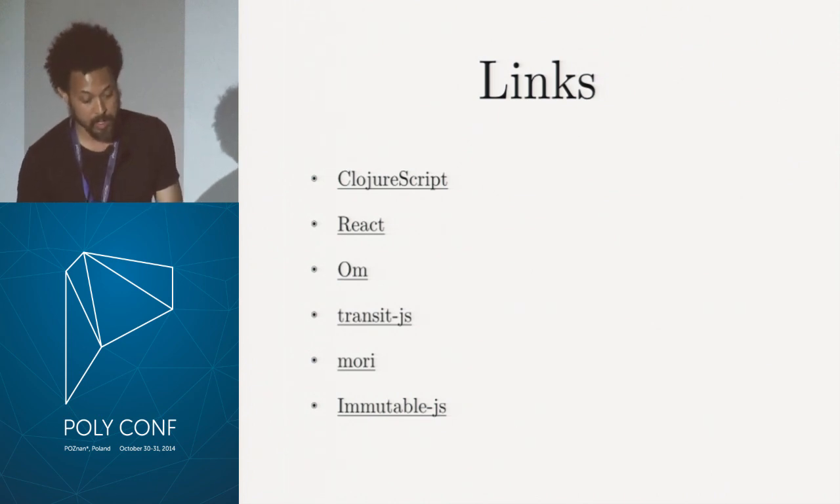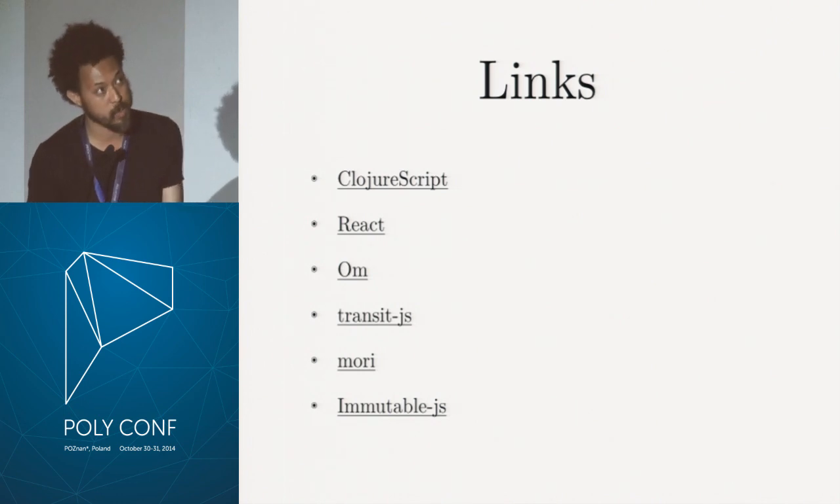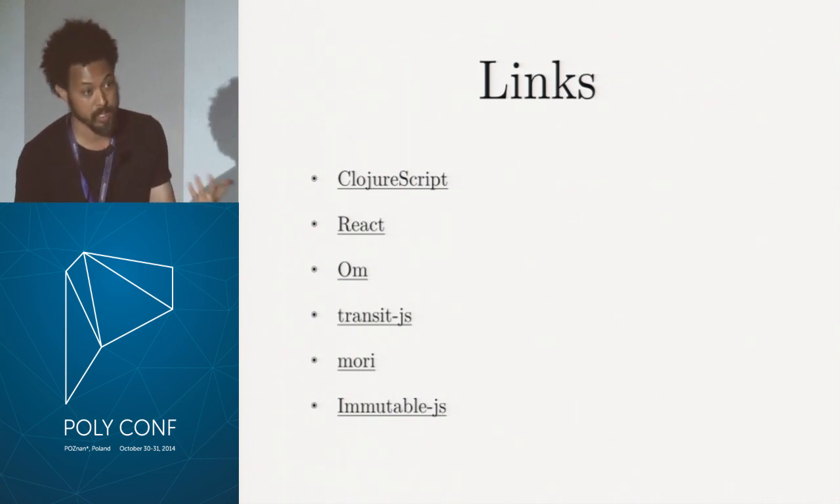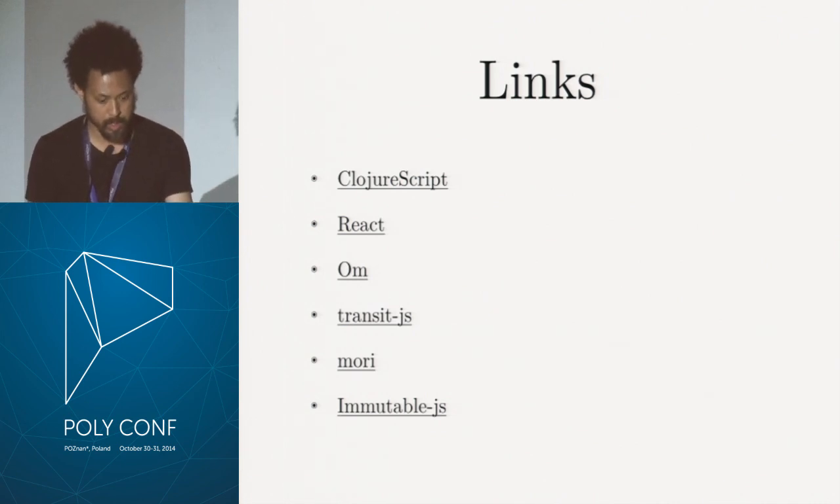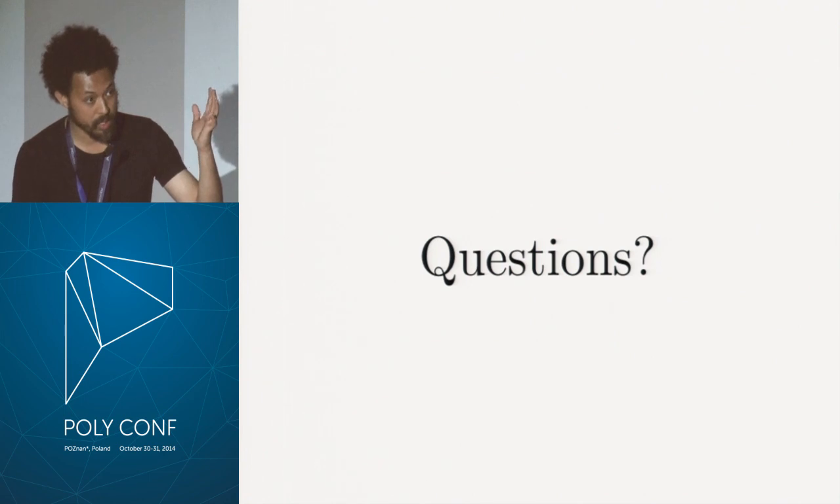It's very fast. Mori, again, if you want to play around with persistent data structures from JavaScript, Mori is a great thing. Immutable.js has come a very long way. I think it's been out for 4 or 5 months. It's getting really, really good now. Also a great option if you want something that's more idiomatic as far as JavaScript is concerned. So I think I'm done. I'll take questions if there are any.